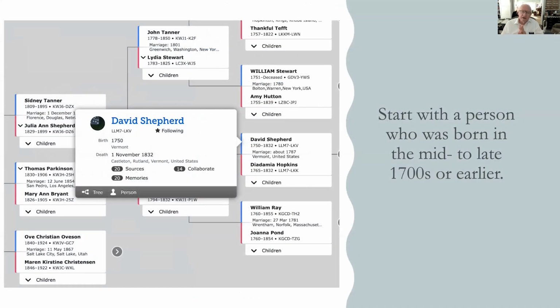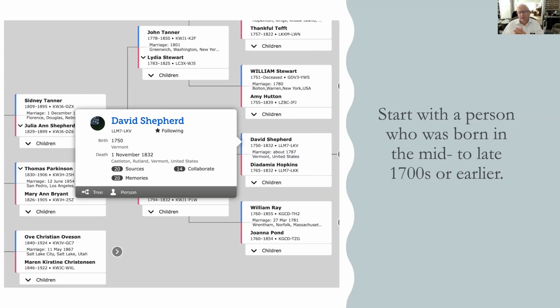So my suggestion is that you start with a person who was born in the mid to late 1700s or earlier. And if you can document that person, if that person is well documented and you are able to find out when they got married and what the names of their children are. But if you're going back any further than that, you really are going to start to have some problems, the same problems finding the children's information as you had finding that person's information in the first place. So mid to late 1700s is probably the best. Earlier is possible. You can do that on occasion.